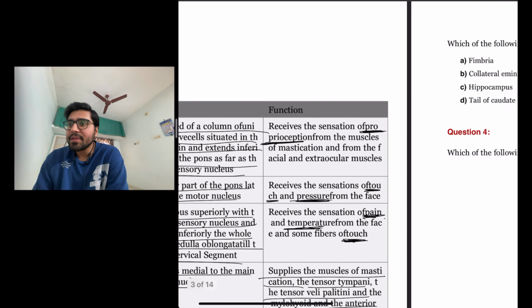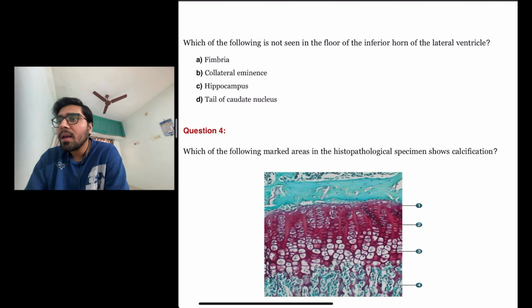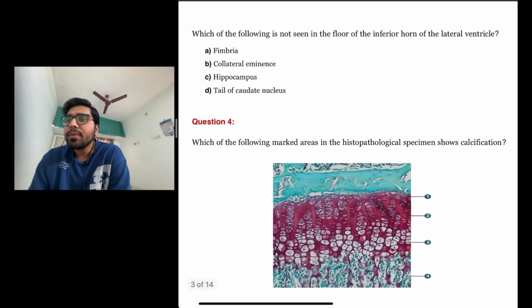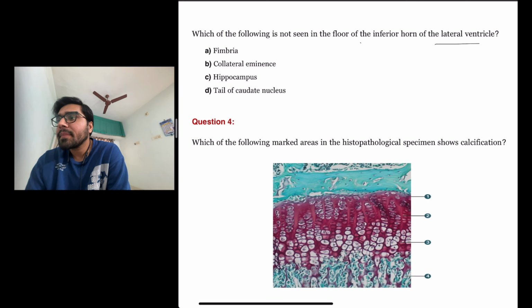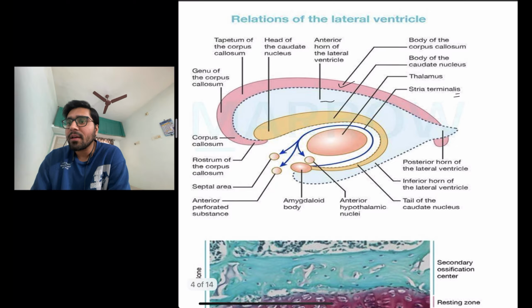The next question is, which of the following is not seen in the floor of the inferior horn of the lateral ventricle? So we have to discuss the figure of lateral ventricle, and then we can conclude what is not seen in the floor of inferior horn of lateral ventricle. So this is the figure of lateral ventricle.